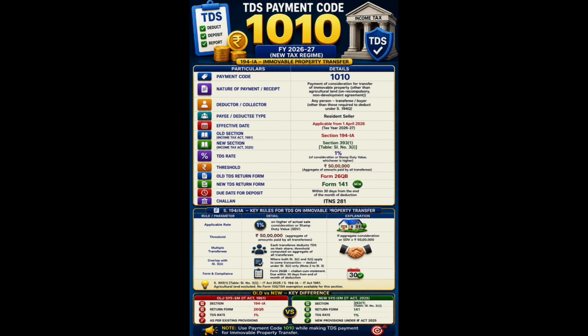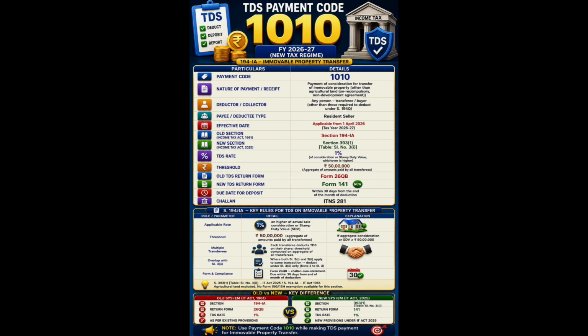Nature of the payment or receipt: payment of consideration for transfer of immovable property other than agricultural land, on compulsory acquisition or development agreement. Who is the deductor or recipient? Any person, transferee, or buyer, other than those required to deduct under section 194Q. Who is the payee or deductee? Resident sellers. Effective date applicable: 1st April 2026.